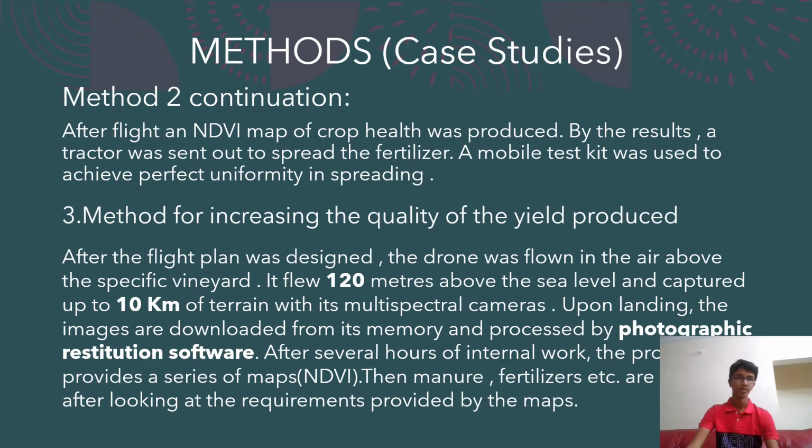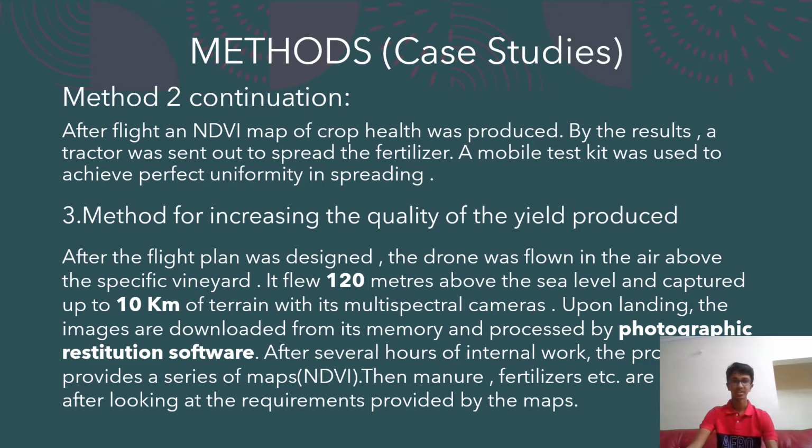Going on with the method, after the flight, an NDVI map of crop health was produced. By the results, a tractor was sent out to spread the fertilizer. A mobile test kit was used here to achieve perfect uniformity in spreading and to not waste the efforts that we have put into making this NDVI map.